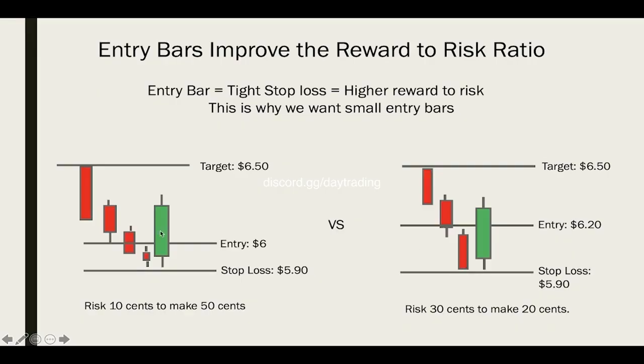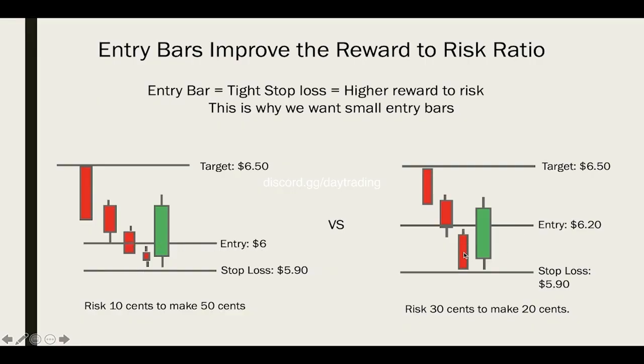So in both of these setups, our stop loss is under the lows. Under the lows, it's $5.90. In this setup, we have the entry bar. So remember, our entry is above the entry bar's high. So it's at $6, meaning after this bar has completed forming, we're going to be entering during this green bar. And as soon as it hits the high of this entry bar, that's when we're going to be entering and enjoying this move higher. In this case, we actually have an entry bar, so our entry is at $6.